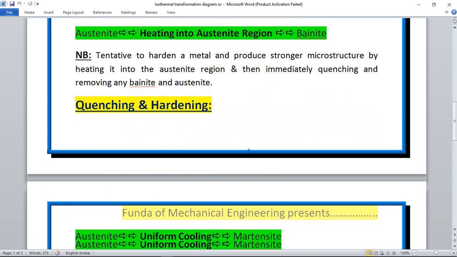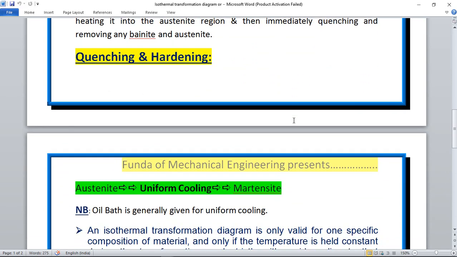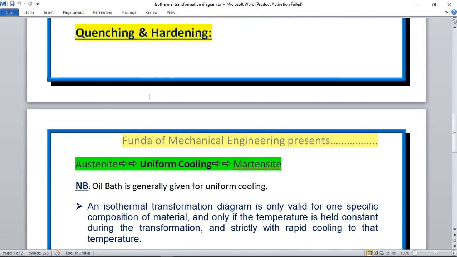And last but not least is quenching and hardening. What is quenching? Quench is like getting thirst and trying to remove the thirst. So quenching means giving uniform cooling to any body. In quenching and hardening, austenite is directly converted into martensite by uniform cooling. And how can we do the uniform cooling? By an oil bath you can do the uniform cooling, and martensite is obtained.